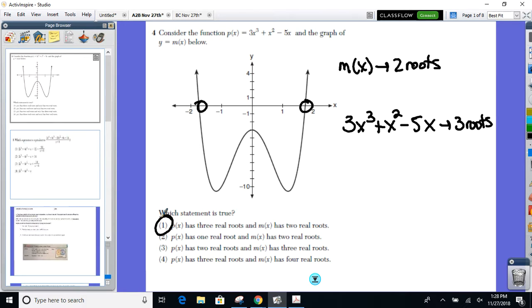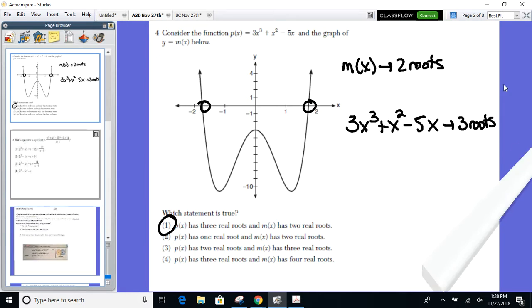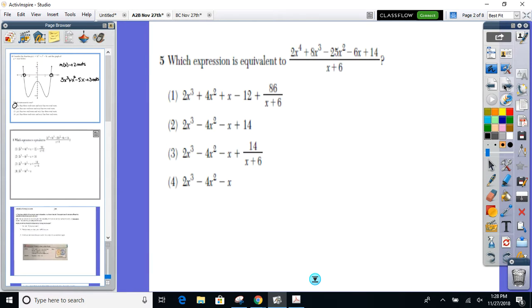Not bad. All right, some of these are going to be nice and easy for you. Some of them are going to be out of control for you. We all good here? We all right? All right, a little bit different for the next one. Number 5. Which expression is equivalent to this one here?